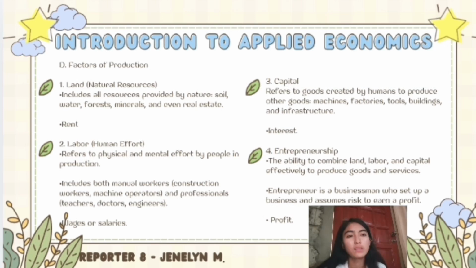So the third one is capital. When we say capital, ang come up dayon sa atong mind is money, but capital is not only about money. It is also about man-made tools and equipment. It refers to goods created by humans to produce other goods, like machines, factories, tools, and infrastructure.